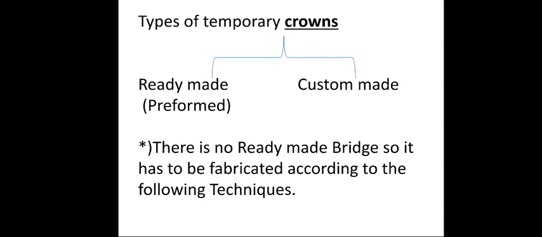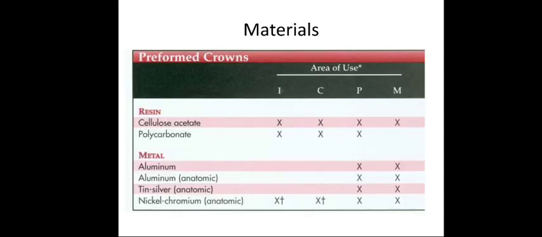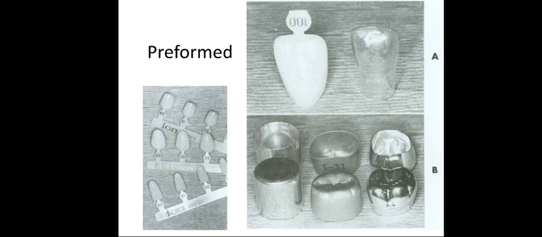The temporary crowns are divided mainly into ready-made and custom made. The ready-made means it is preformed, such as these crowns, preformed and ready to be adjusted gingivally and placed over the prepared tooth.